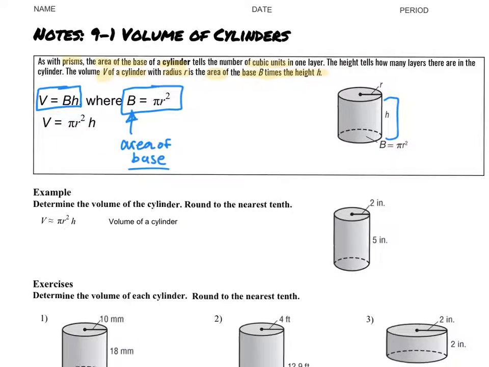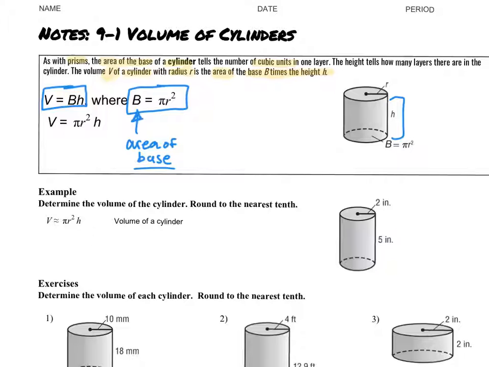So in a cylinder's case, think of like a can. It sits on these two bases, and the shape of those bases is a circle. So the area of a circle is pi r squared. So that's why we filled that in here for the capital B.